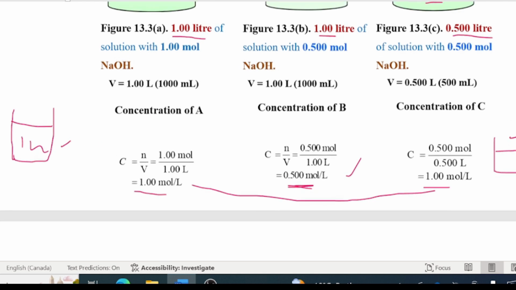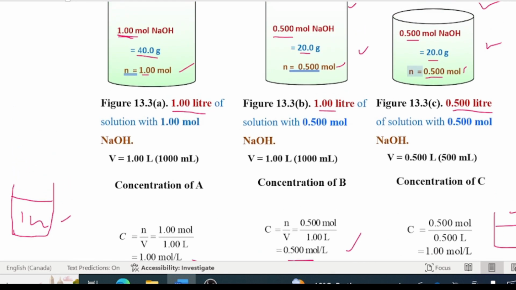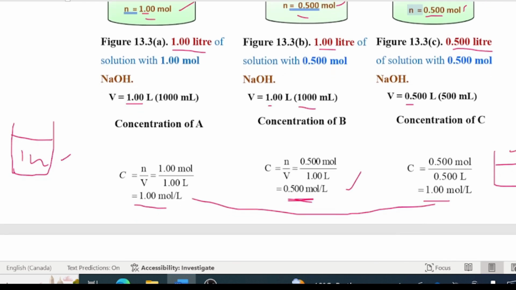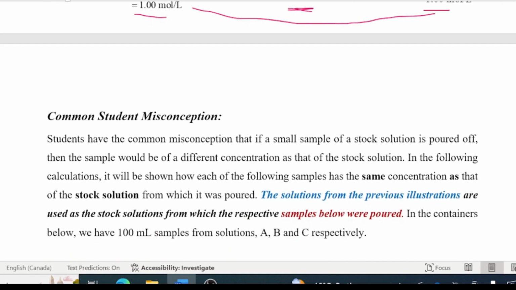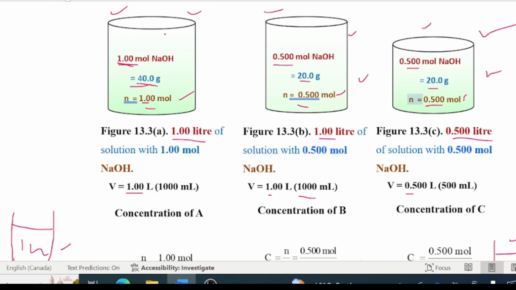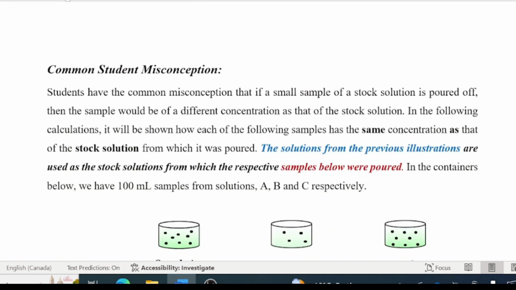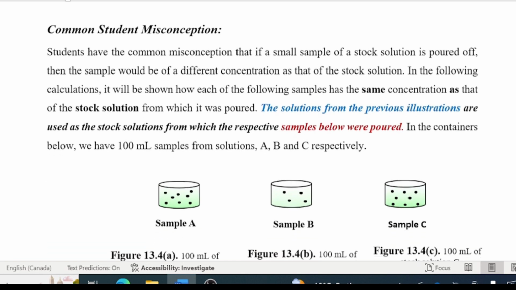So that is how you go about finding the concentration of solutions. If you're given a mass, you change that to moles. If you're given the volume in milliliters, you change it to liters, and then you do your calculation there. All right. One of the misconceptions that students have is that if you take out a sample from this solution here, its concentration will change. So you want to use this calculation here to clarify that misconception.